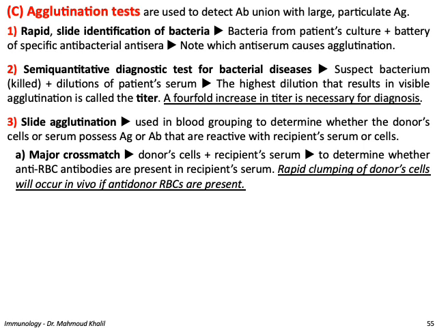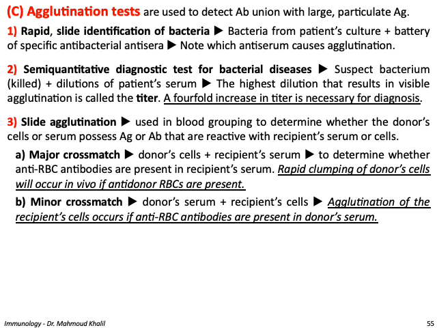So rapid clumping of donor cells will occur in vivo if anti-donor RBC antibodies are present. While in the minor cross-match, the donor's serum is added to the recipient cells, and agglutination of the recipient cells occurs if anti-RBC antibodies are present in the donor serum.